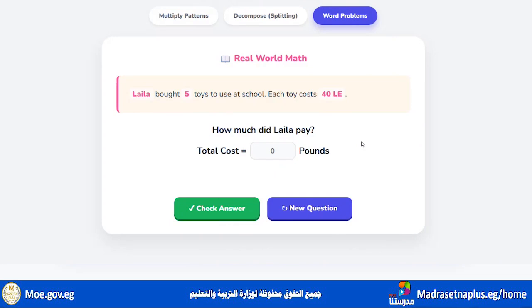Layla bought 5 toys to use at school. Each toy costs 40 pounds. The same way, 5 times 40, that means 5 times 4 equals 20. 20 tens mean 200. The same, yeah.